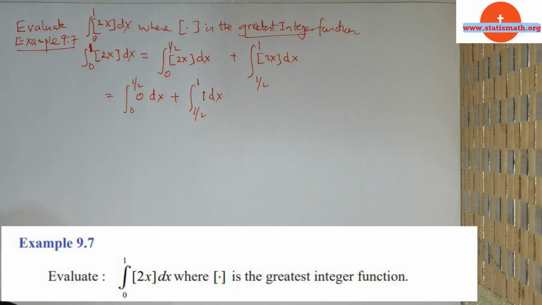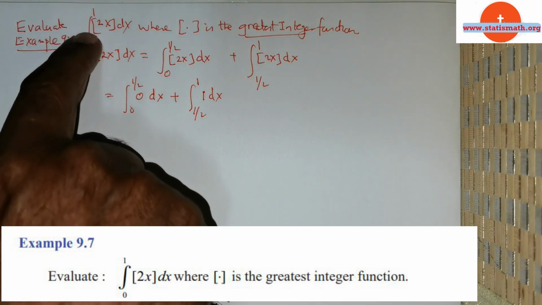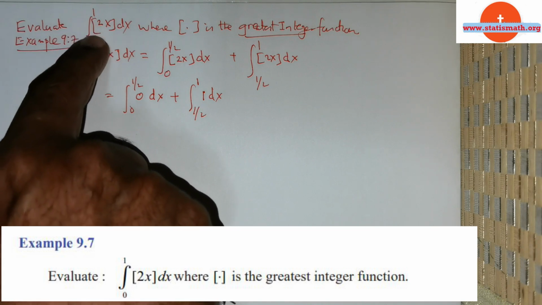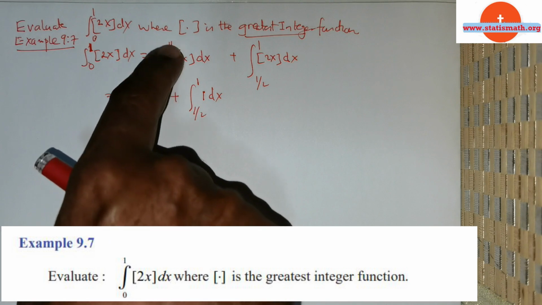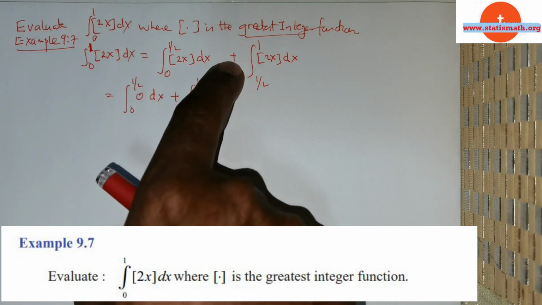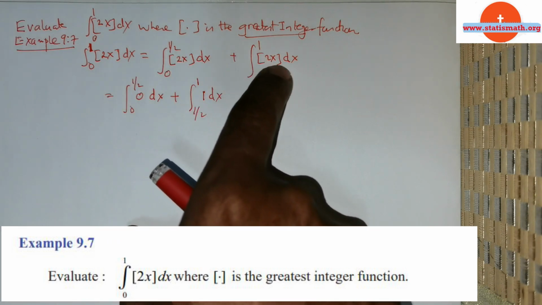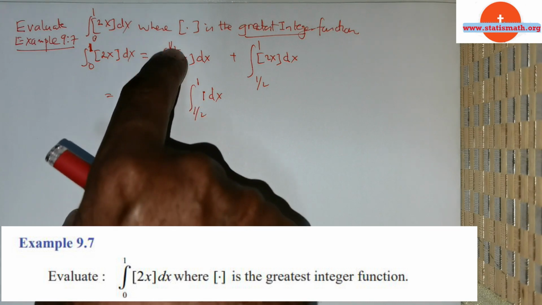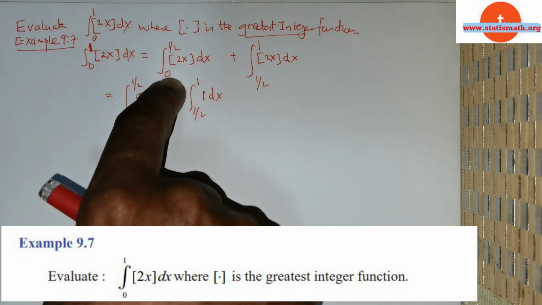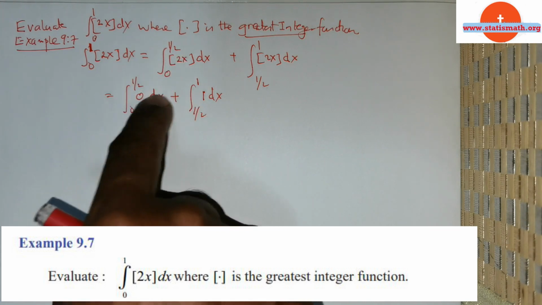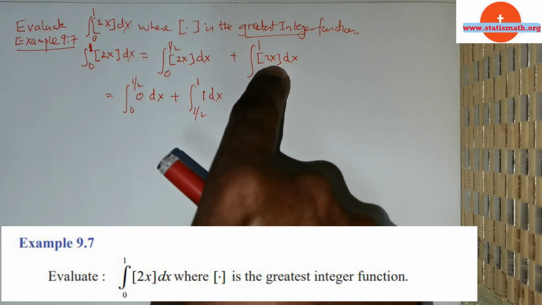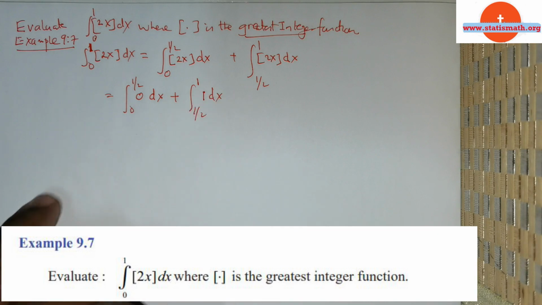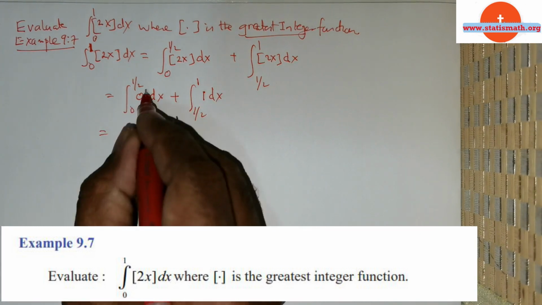So just to recap, I'm rewriting integral 0 to 1, the greatest integer function of 2x dx, as 0 to 1 over 2 of the greatest integer of 2x dx, positive 1 over 2 to 1 of the greatest integer of 2x dx. Now between 0 and 1 over 2, the greatest integer that we have got is 0. So place the 0 there. Between 1 over 2 and 1, the greatest integer that the function can take is 1. So place the 1 there. Simple as that. So now you integrate.